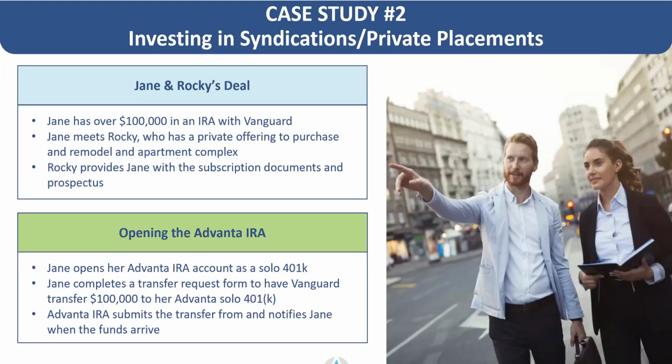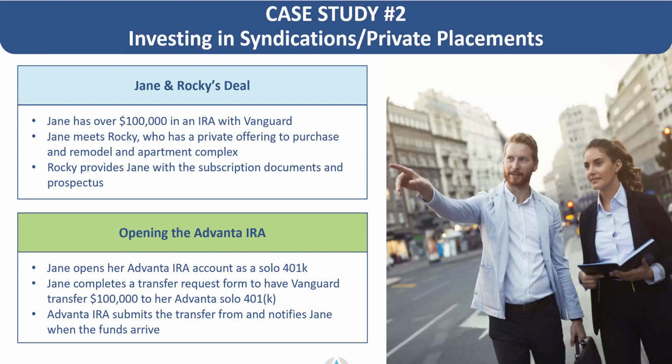Investing in syndications, again, is another thing we've seen really blow up over the last few years, with a lot more people doing this within their retirement account. Jane has an IRA with Vanguard. She meets Rocky. He's got a private offering. Again, Jane is going to review the subscription documents, the prospectus, to be comfortable with the investment.